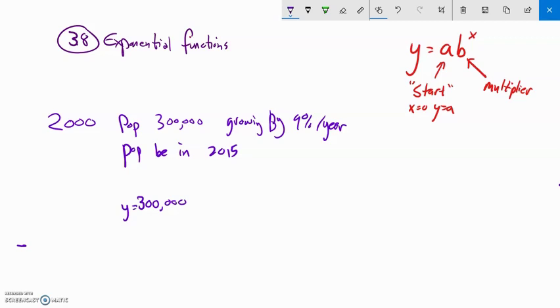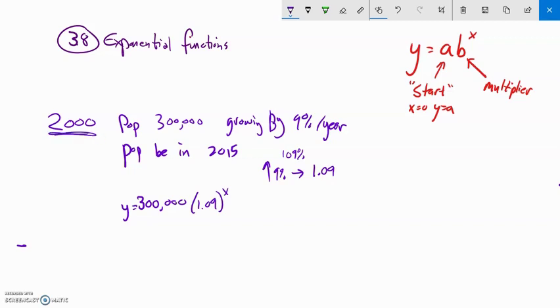I'm just going to write an equation. At time zero, which is the year 2000, there's 300,000 people. It's growing by 9%. So if it's growing by 9%, that means my multiplier is 1.09, right? Like it's 109% of what it was. So my multiplier is 1.09. And that happens every year if I let x be my number of years.